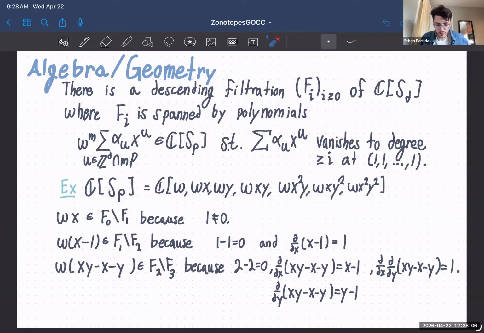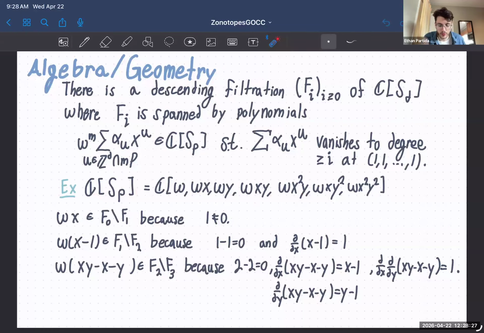I'll define the filtration now as follows. This F of i will be the subspace spanned by polynomials which vanish to degree at least i at the point 1, 1, 1, 1, 1. This sometimes takes a little while to wrap your head around, but it's not so bad in an example.